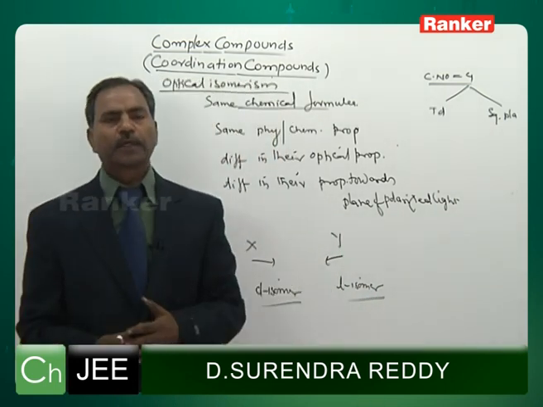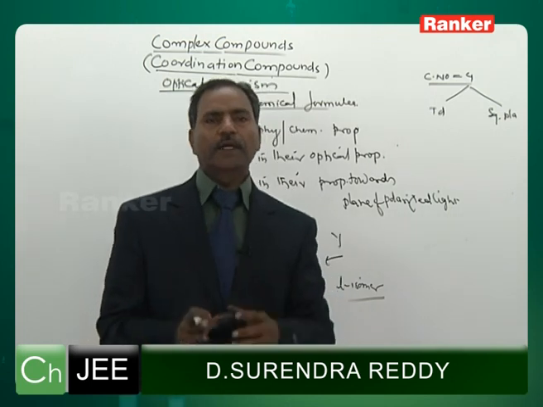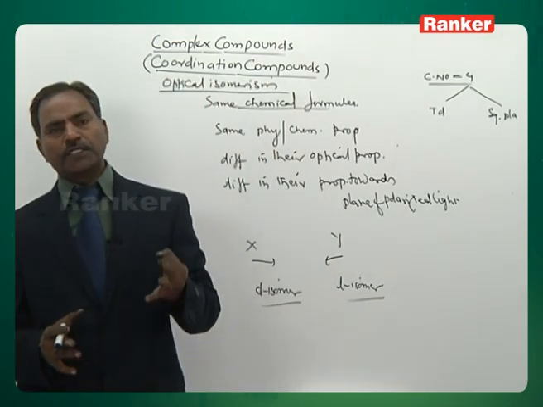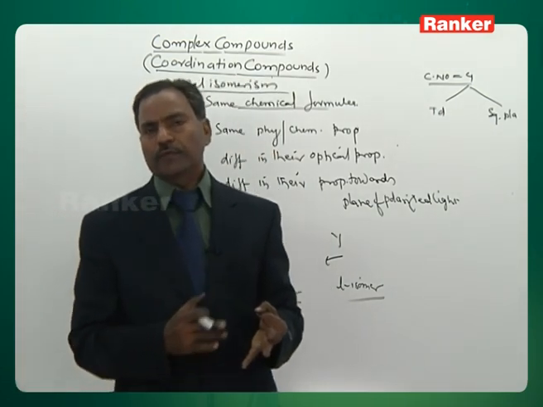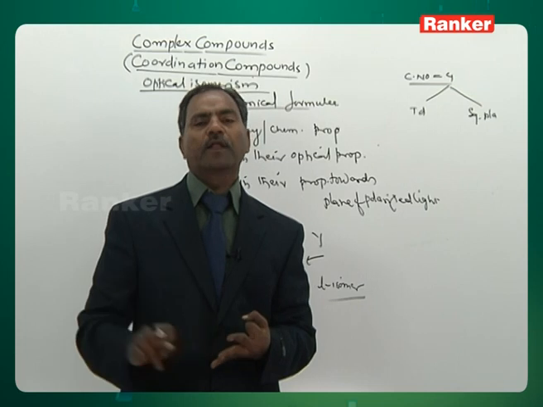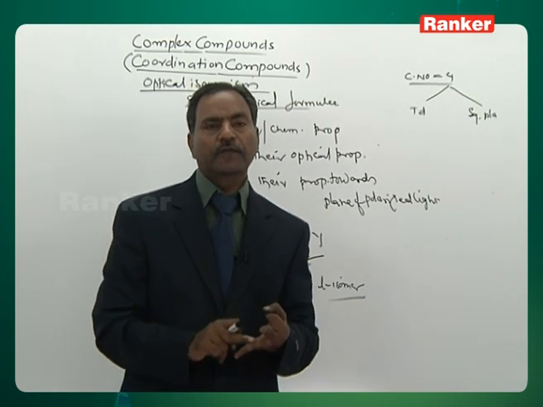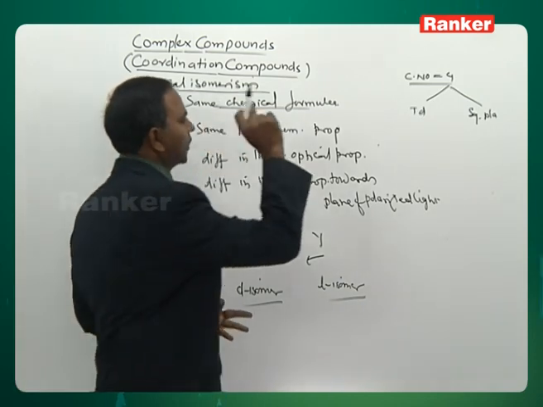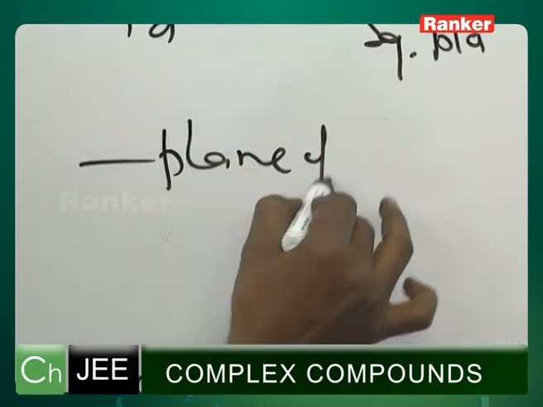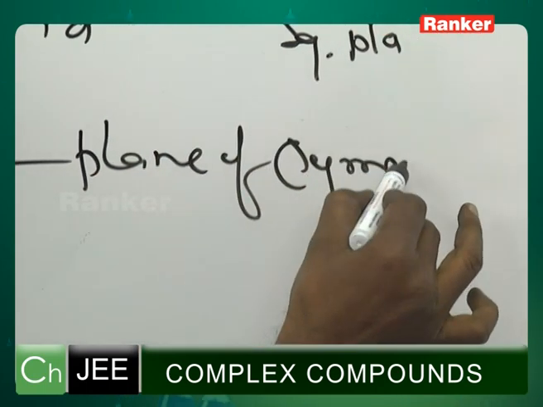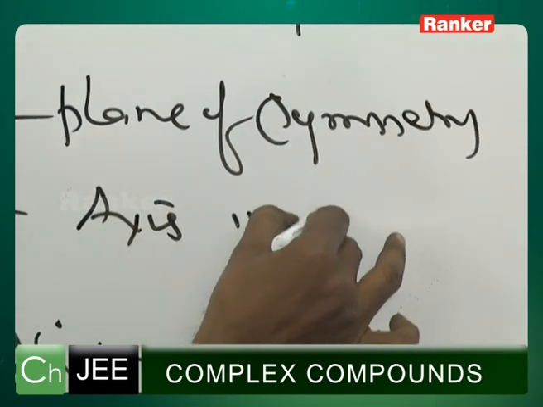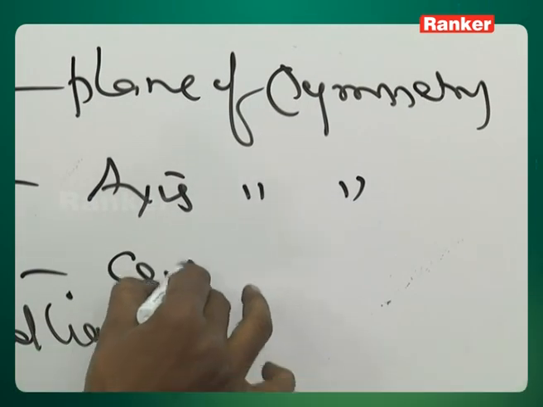How can you say this? Any geometry which possesses three symmetry elements: axis of symmetry, center of symmetry, plane of symmetry. I write on the board to see. Plane of symmetry, second one, axis of symmetry, third one, center of symmetry.